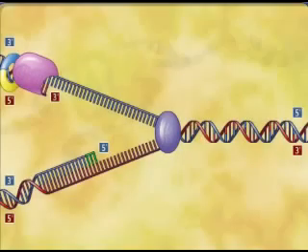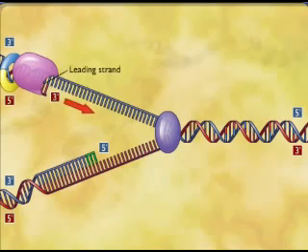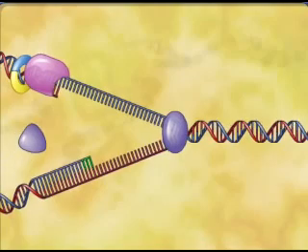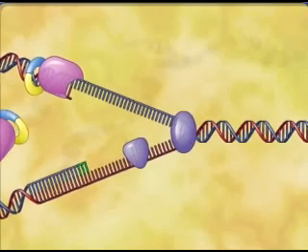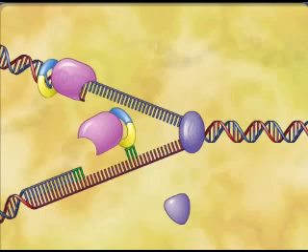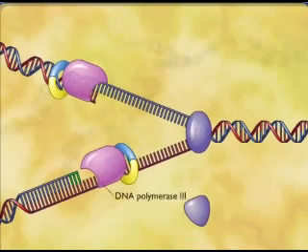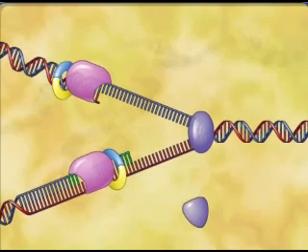Because the two parent strands of DNA are antiparallel, they are oriented in opposite directions and must therefore be elongated by different mechanisms. The leading strand elongates toward the replication fork by adding nucleotides continuously to its growing 3' end. In contrast, the lagging strand, which elongates away from the replication fork, is synthesized discontinuously as a series of short segments called Okazaki fragments.